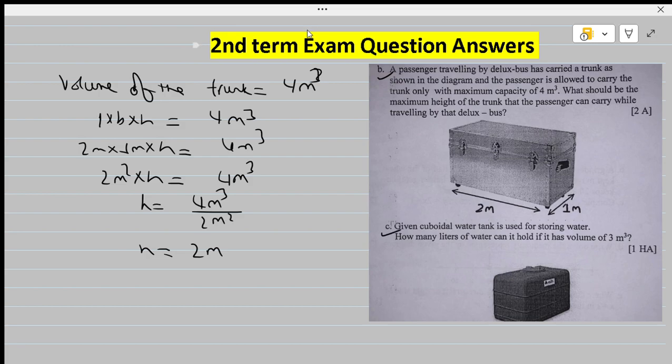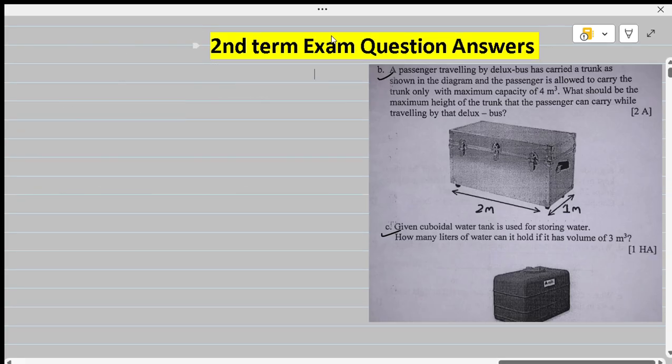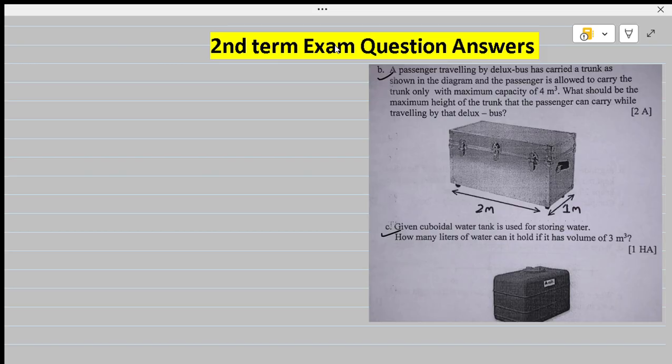Okay, before I go to C, let's make this clear. In C, a given cuboidal water tank is used for storing water. How many liters of water can it hold if it has a volume of 3 meter cube? So its capacity is given as 3 meter cube, and we have to find how many liters it can hold. The thing is, 1 meter cube holds 1000 liters, that you have to know first. So 1 meter cube holds 1000 liters of water.